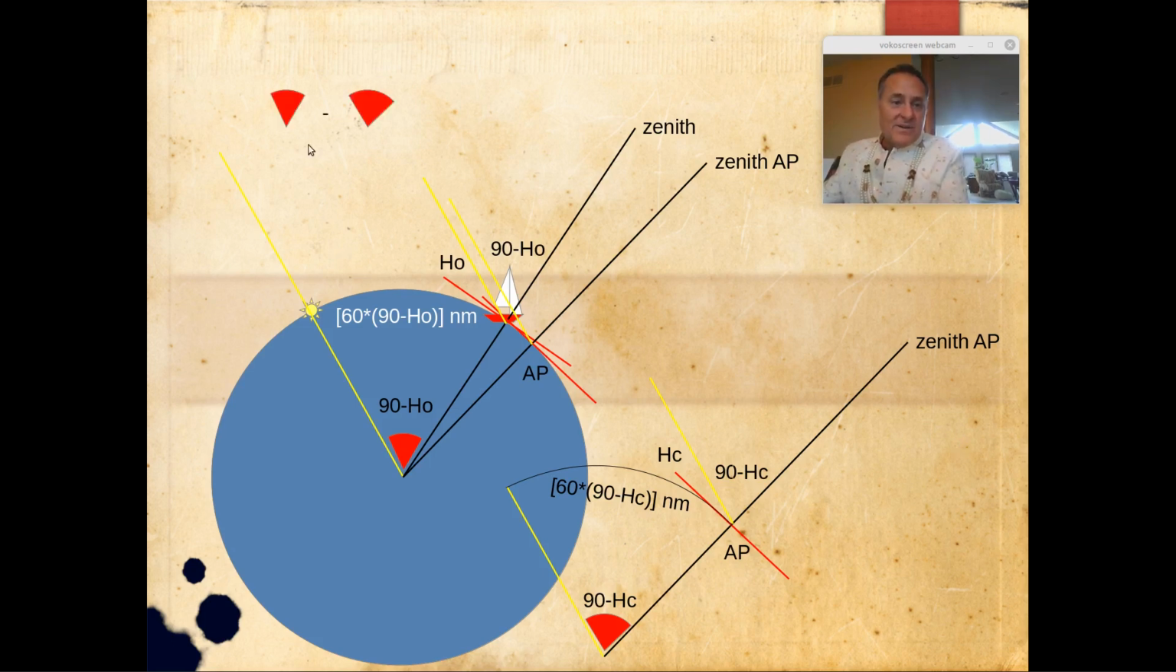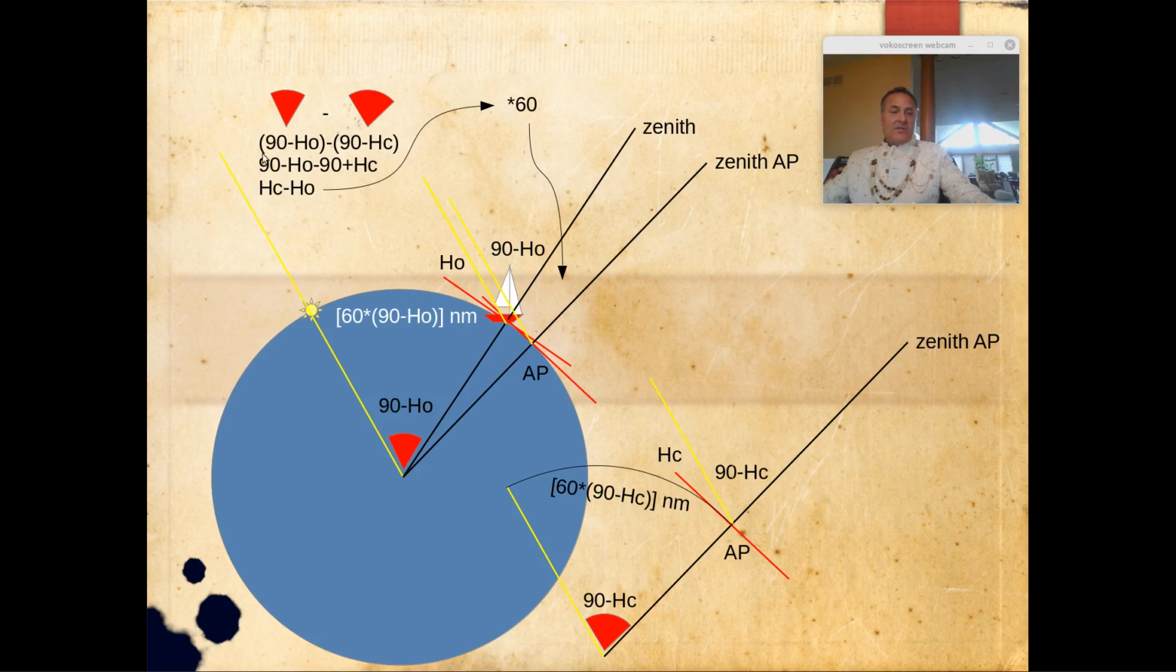Here I show 90 minus HO minus 90 minus HC simplifies by distributing the negative sign into the parentheses to 90 minus HO minus 90 plus HC. 90 cancels, a positive and a negative 90, and what we're left with is HC minus HO. Now, we need only learn next how to calculate those values from the navigational triangle.